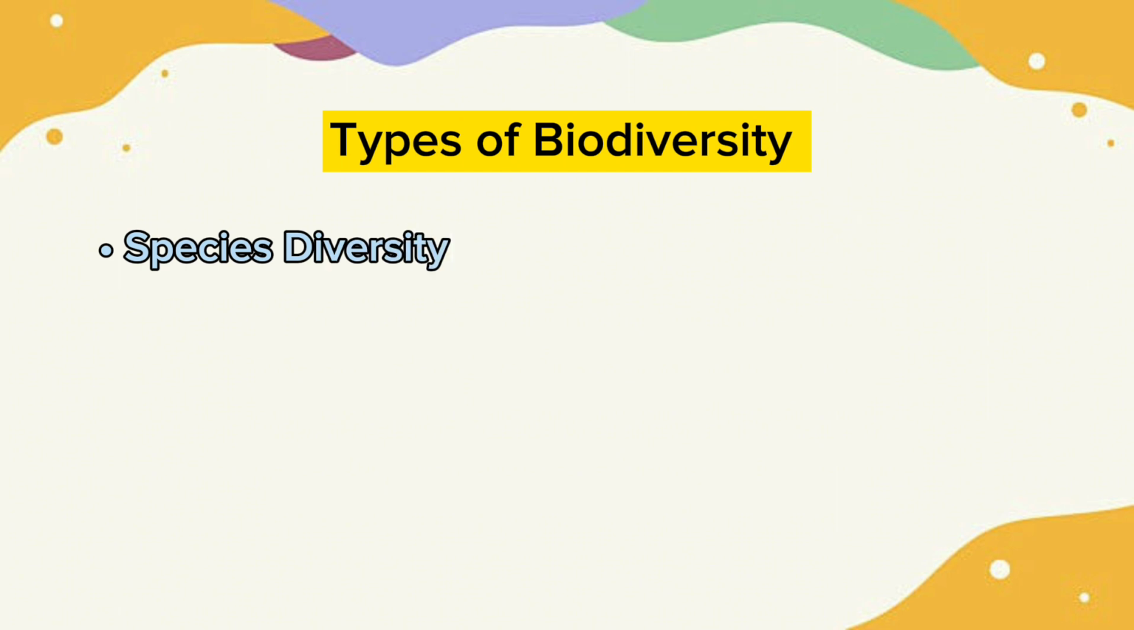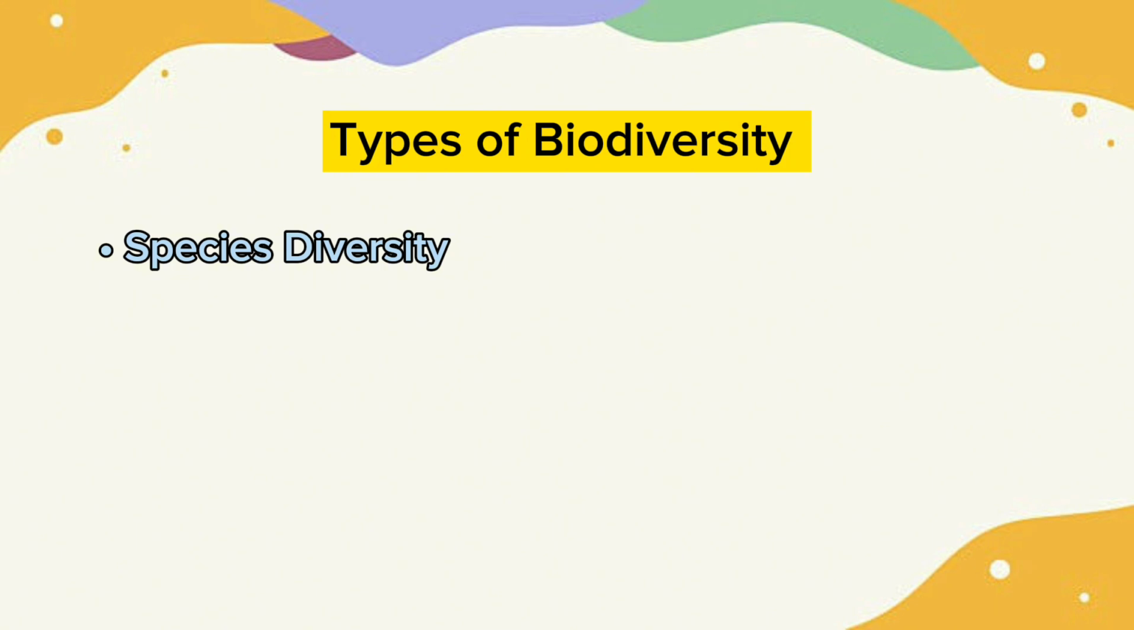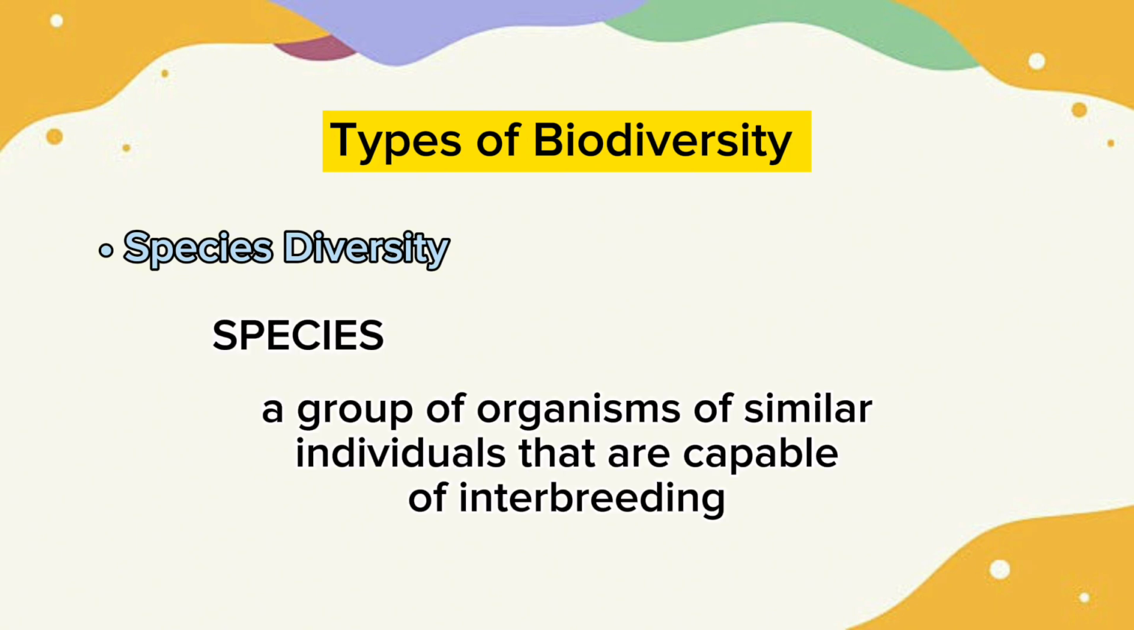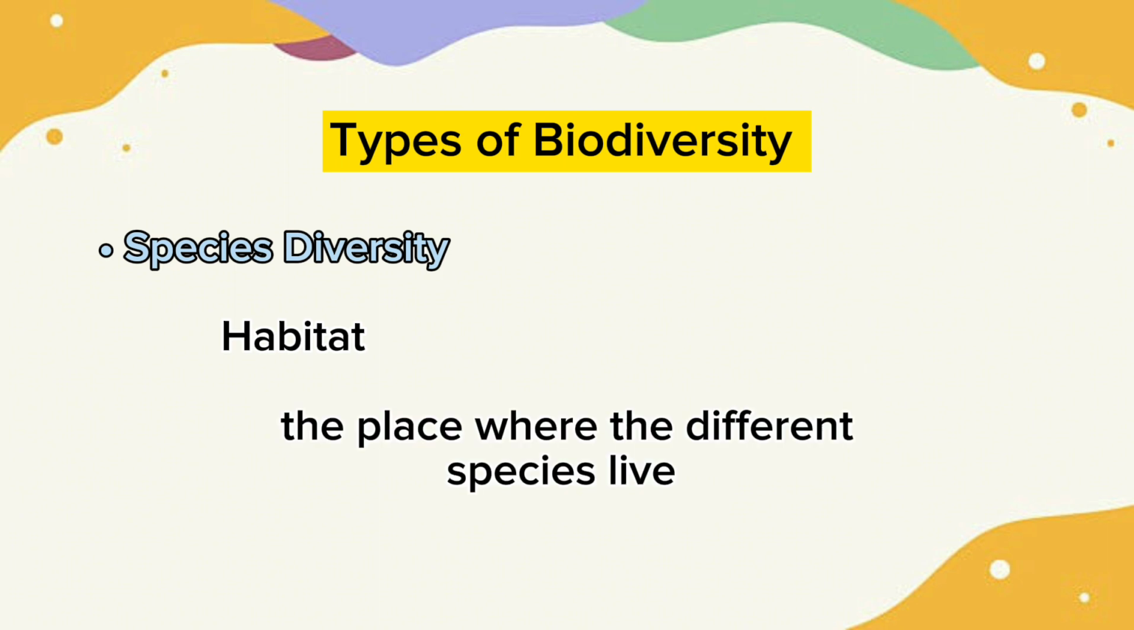Species diversity refers to the variety of species within a particular region or habitat. Kung kanina, ang genetic diversity refers to variations among organisms of the same species. Ito namang species diversity refers to the variety of species within a particular region or habitat. So what do we mean by species? A species is a group of similar individuals that are capable of interbreeding. And how about habitat? Habitat is the place where the different species live.